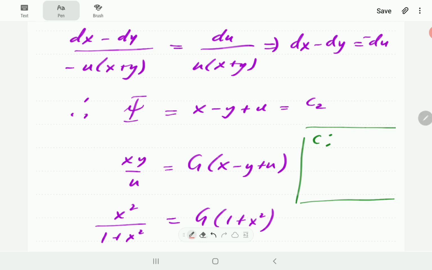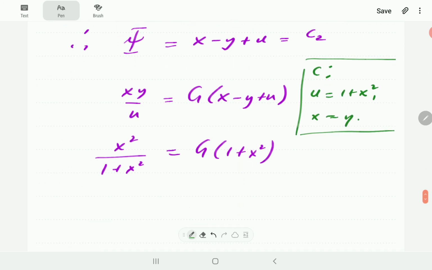then remember that our curve is u equal to 1 plus x squared, while x is equal to y. So x is equal to y here. So again, we're going to want to write everything in terms of x. So if we write the numerator in terms of x, that's going to be x squared. The denominator is going to be 1 plus x squared. And then the argument of g, x minus y, is going to work out to 0, so it's just going to be u.